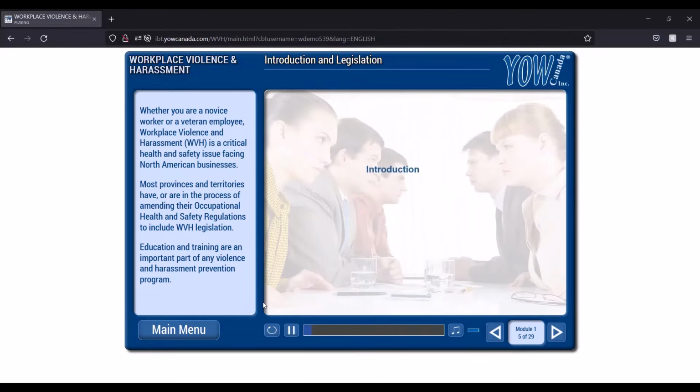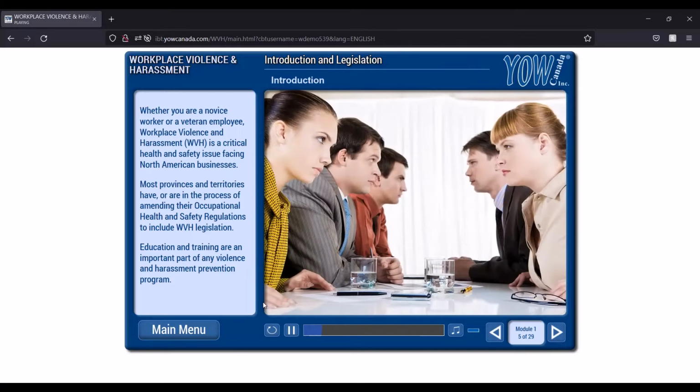Introduction. Whether you are a novice worker or a veteran employee, workplace violence and harassment, WVH, is a critical health and safety issue facing North American businesses. Most provinces and territories have or are in the process of amending their occupational health and safety regulations to include WVH legislation. Education and training are an important part of any violence and harassment prevention program.